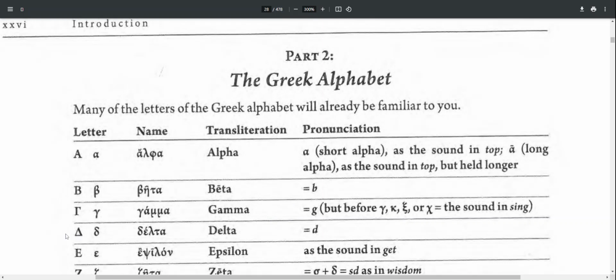The next letter is delta, and it has the sound of the letter D. In modern Greek, it's different, more like the sound of a "th". But when we talk about ancient Greek, we say that it has the same sound of the letter D. So alpha, beta, gamma, delta.